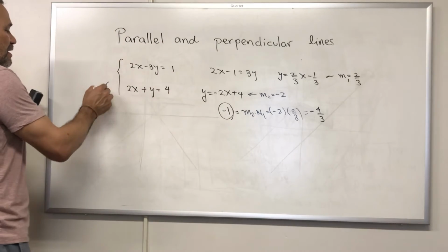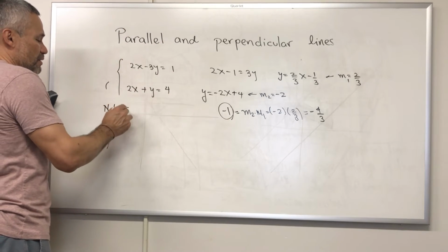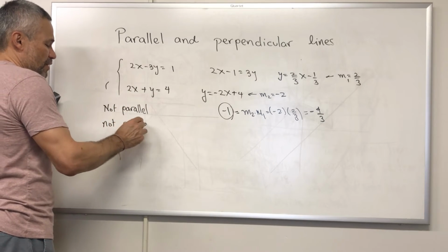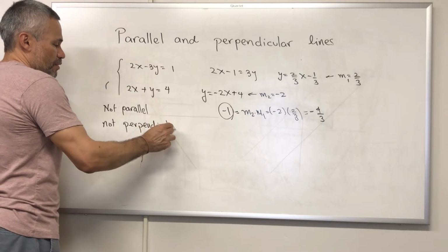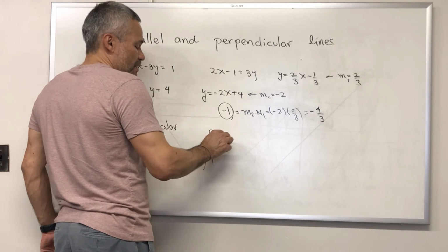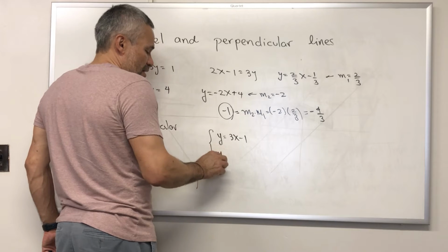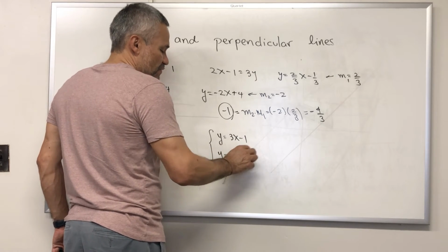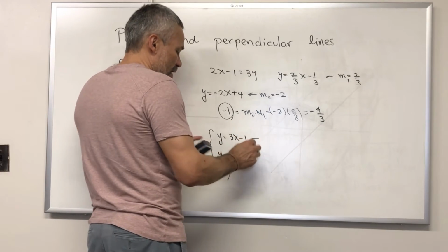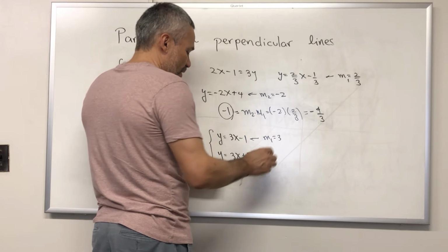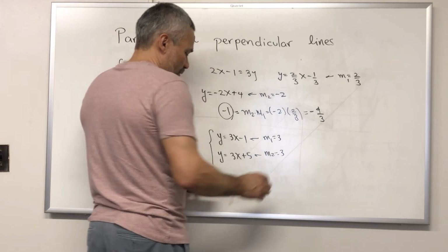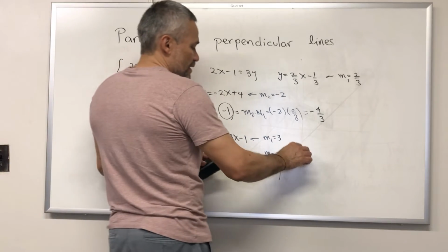That means that these lines are not parallel and not perpendicular. Let's do some easy cases. If we have something like y equal 3x minus 1 and y equal 3x plus 5, then clearly these two lines are parallel because this one has a slope m1 equal 3 and this one has a slope also 3. Then since they have the same slope, they are parallel.